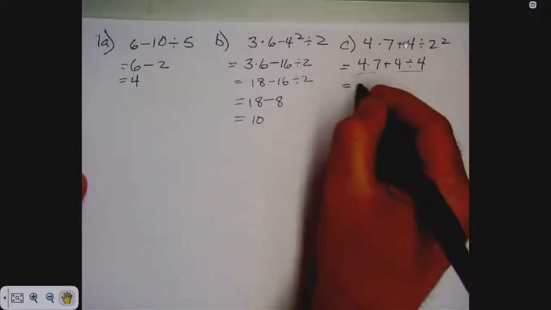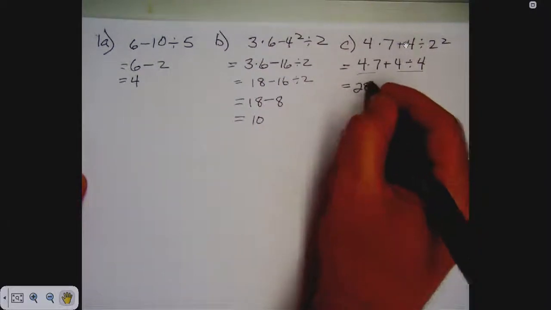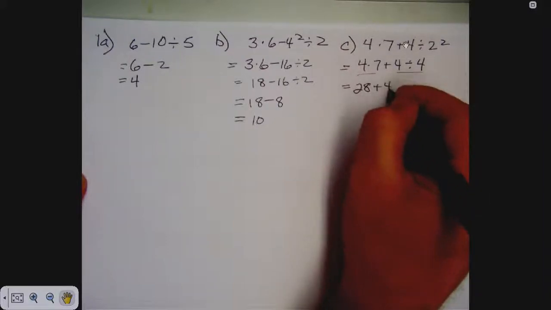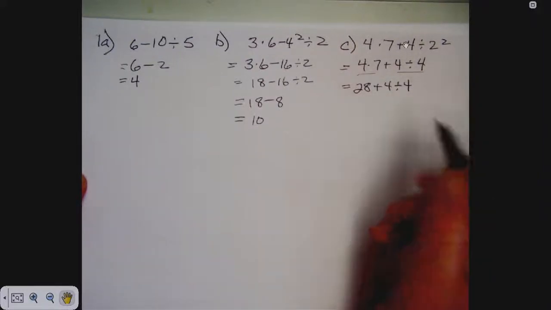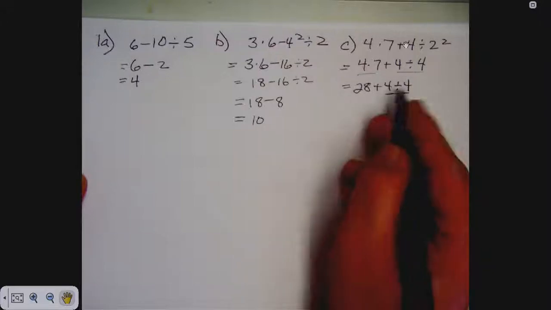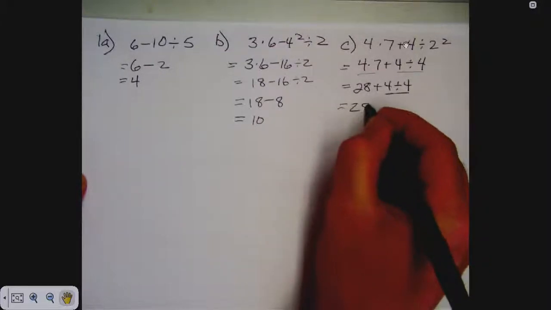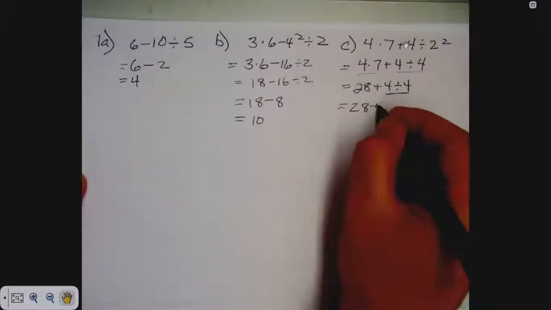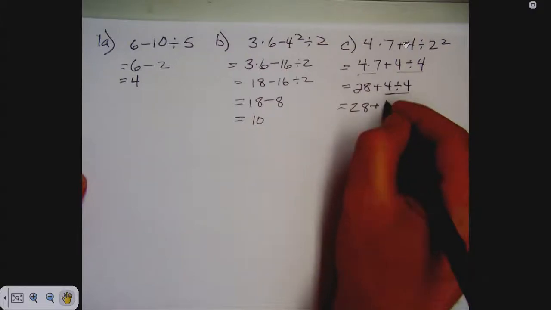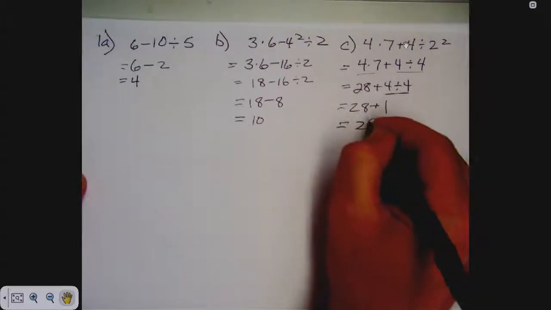I have 28 plus 4 divided by 4. I'm going to do my division next. So 4 divided by 4 is 1. And so I get 29.